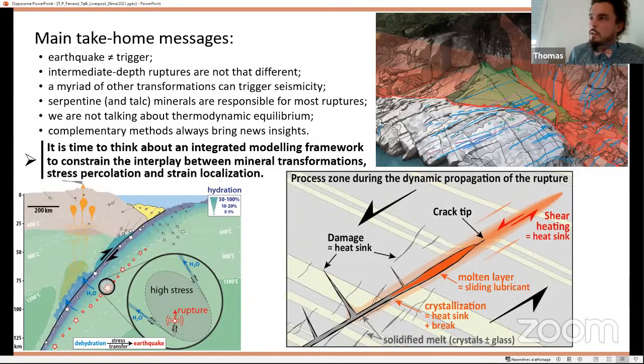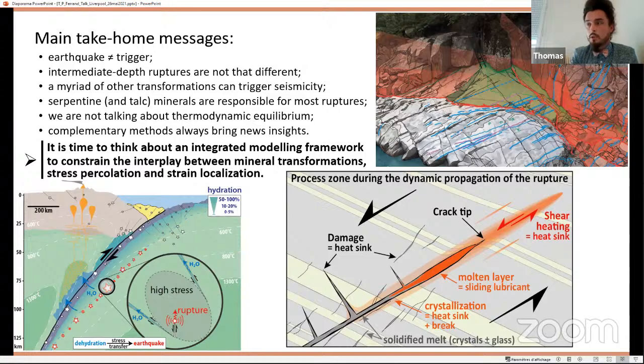And so this is the last slide. The main take-home messages are: an earthquake is not the trigger of an earthquake. I mean, it could be in some cases, but we have to distinguish earthquakes, their seismic rupture, and the trigger of the mechanical instability. And we can study these separately.